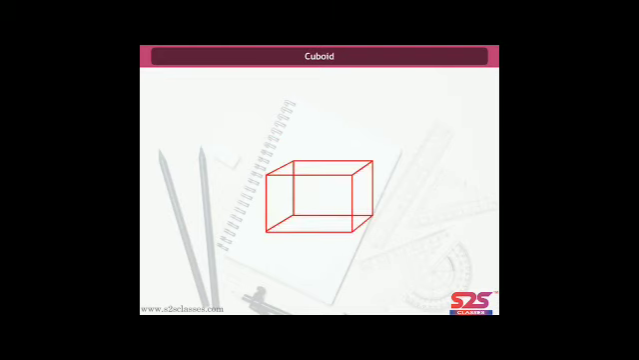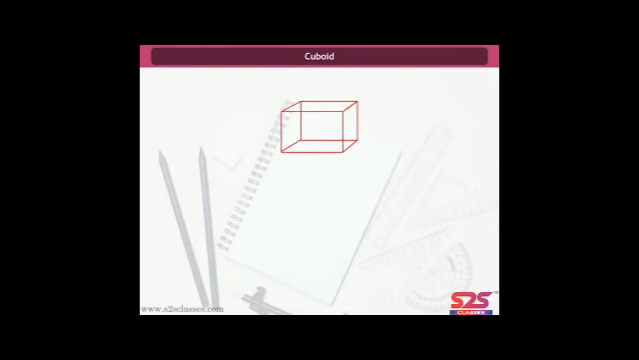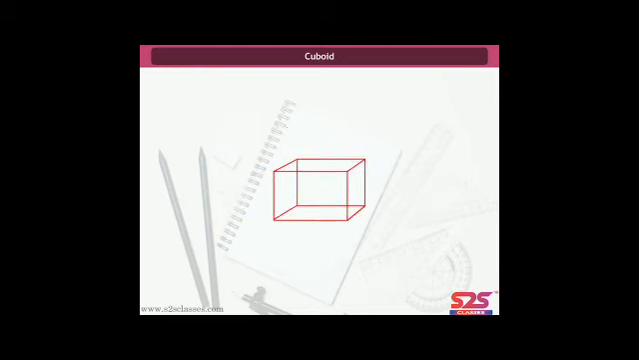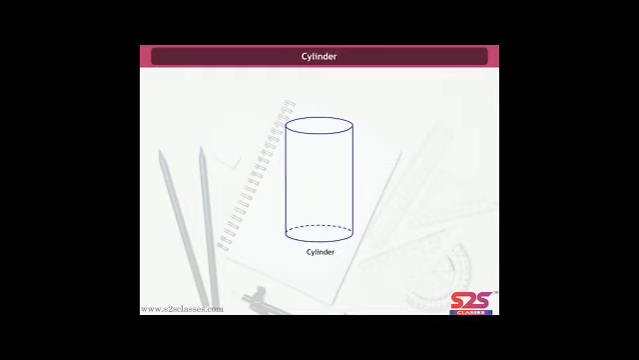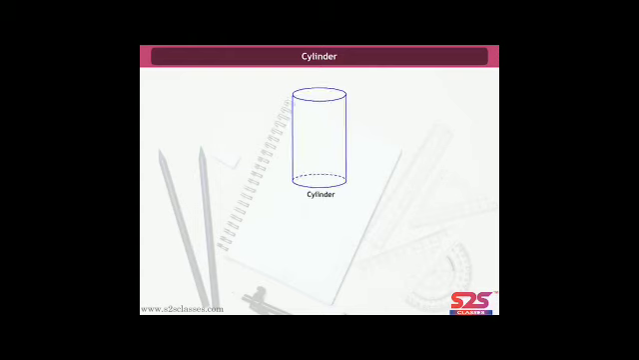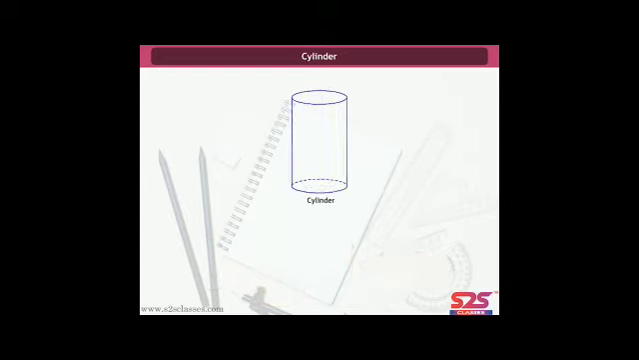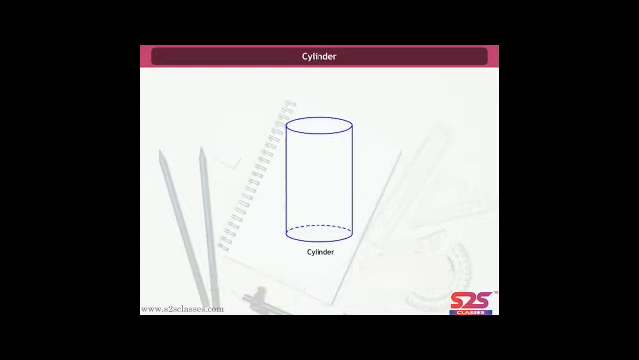Cuboid. This shape is called a cuboid. Examples of a cuboid are a pencil box, matchbox, gift box, and book. Same as in the case of a cube, a cuboid has 6 faces, 12 edges, and 8 vertices. Cylinder. This is a cylinder. Examples of cylindrical shapes are a deodorant bottle, a gas cylinder, a water bottle, and a wooden log. A cylinder has 2 circular faces, one at the top and other at the bottom, and a curved surface.